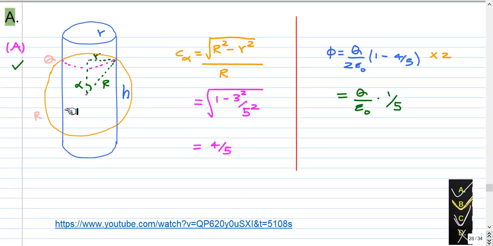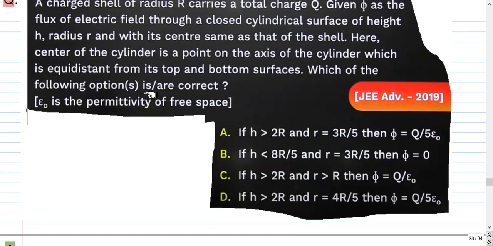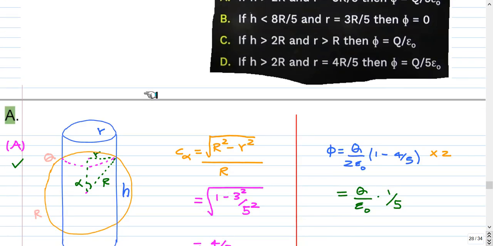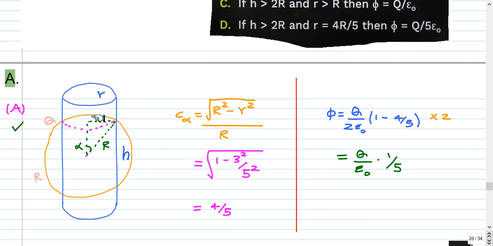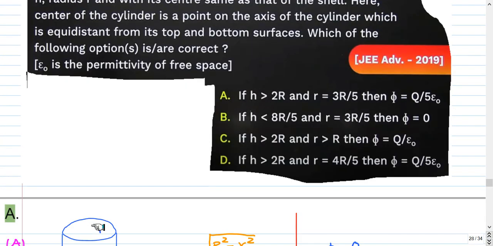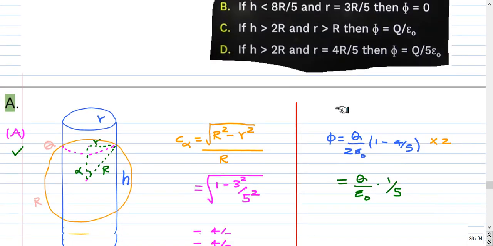So this is a spherical shell of radius capital R and charge Q, and there is a cylinder of height h and radius small r, and there are different conditions for r and h. So in option A, it says the height is greater than 2R. So the height is greater than the diameter of this spherical shell. So the cylinder will come out vertically, and the radius of the cylindrical surface is 3/5 of R. So it will be inside.